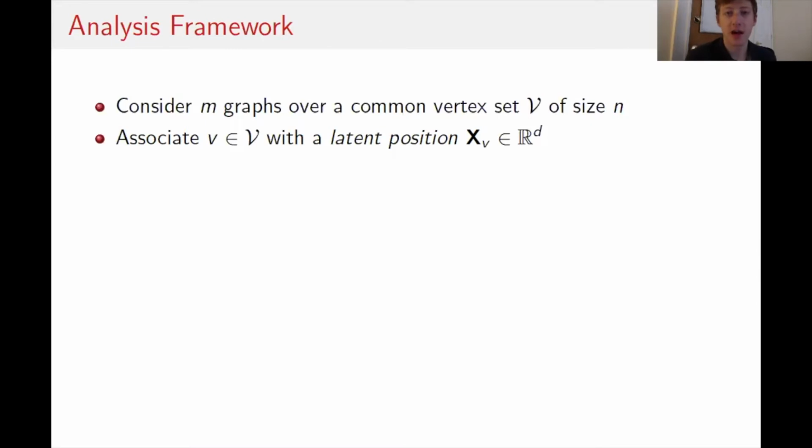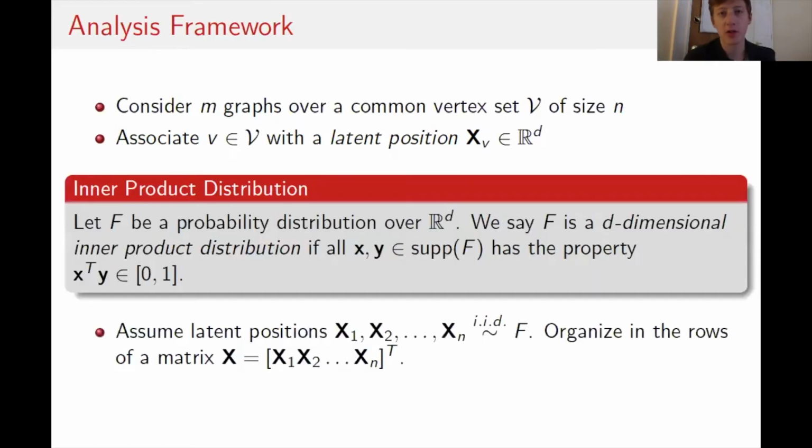To facilitate our analysis of this joint network embedding, we're going to introduce a probability model that'll help us along the way. So we're going to consider we have M graphs over a common vertex set of size n. So M graphs on n vertices. And each vertex, we're going to associate with it a latent position that exists in some low-dimensional Euclidean space of dimension d. We're going to put some restrictions on what these latent positions can be. So first and foremost, we're going to assume they all come from an IID draw from a distribution, which we call an inner product distribution.